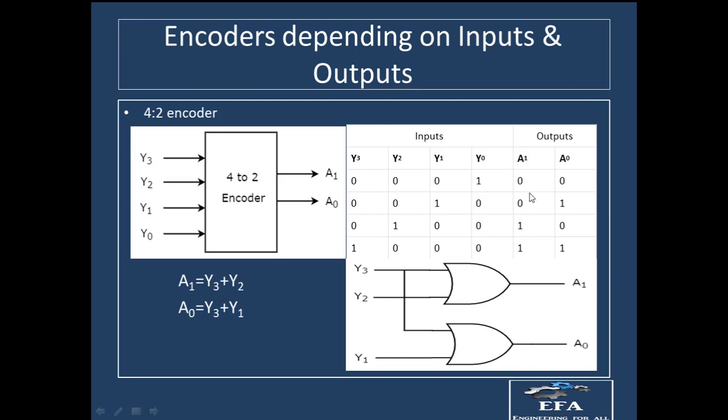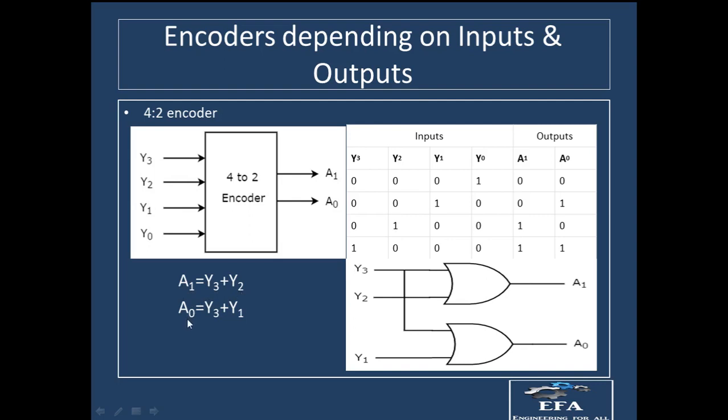Now you can see that the output a1 depends upon these two values, this one and this one. If we take this 0 and 0, they will not have any effect on the output. So a1 is affected by this one and this one only. From where has this one come? This has come from y2, and this one has come from y3. Therefore a1 will be a function of y2 and y3, and what will be the function? It will be y2 plus y3. As you can see over here, a1 is equal to y3 plus y2.